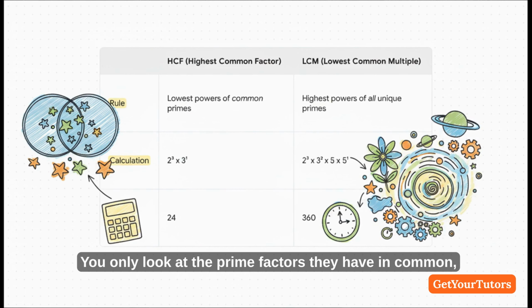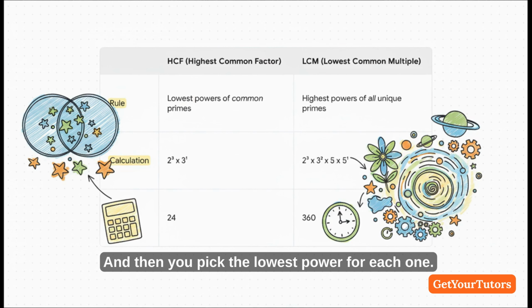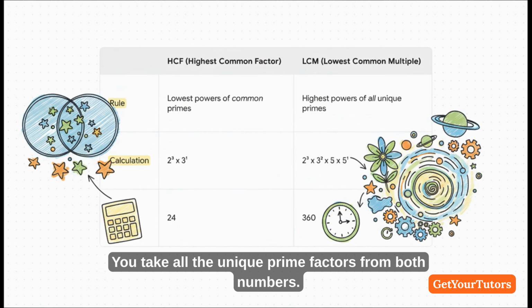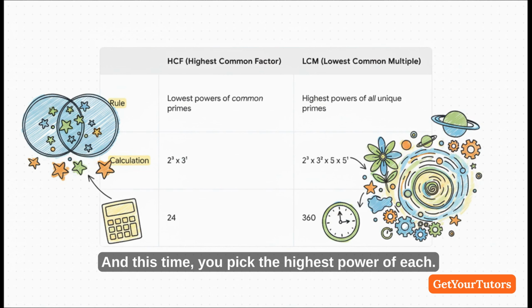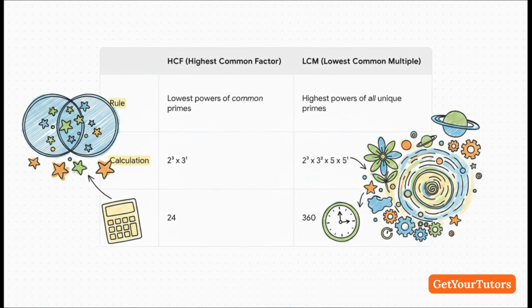You only look at the prime factors they have in common, which for these two are 2 and 3. And then you pick the lowest power for each one. Simple. Now for the LCM, the rule is totally different. You take all the unique prime factors from both numbers, so that's 2, 3, and 5, and this time you pick the highest power of each. You just follow those two simple rules, do the math, and boom, our answers are 24 and 360.